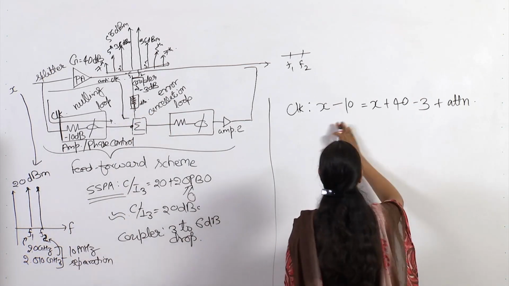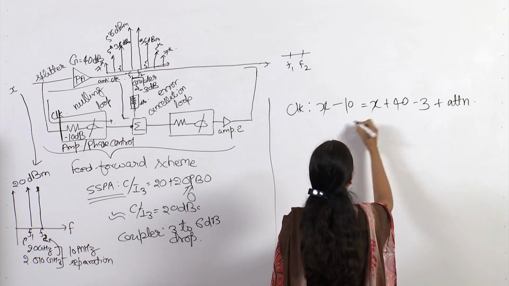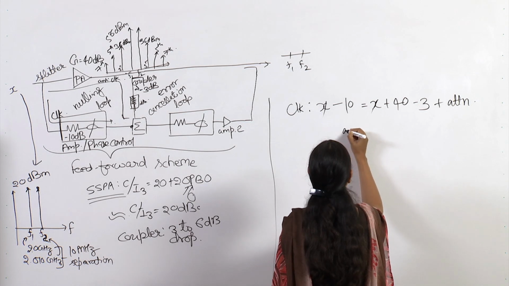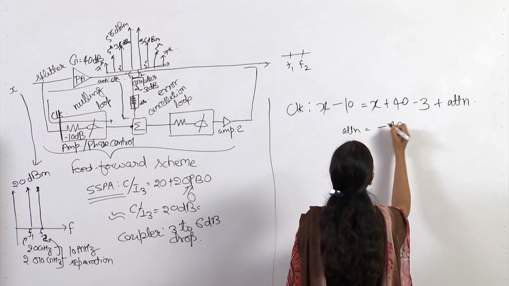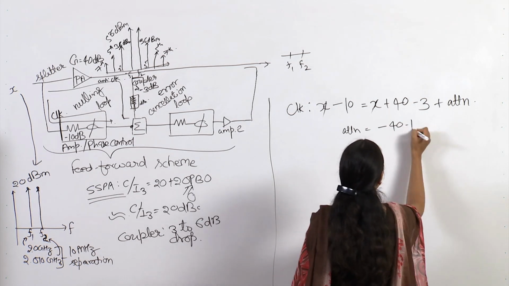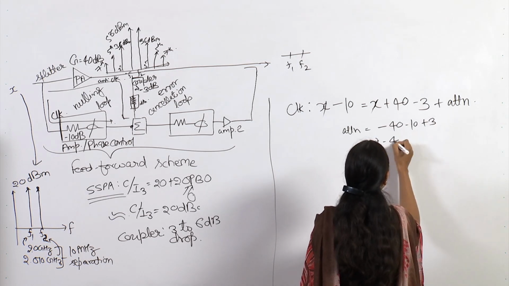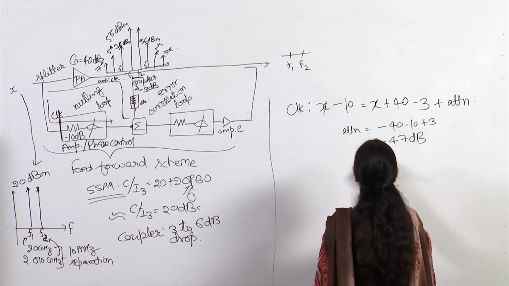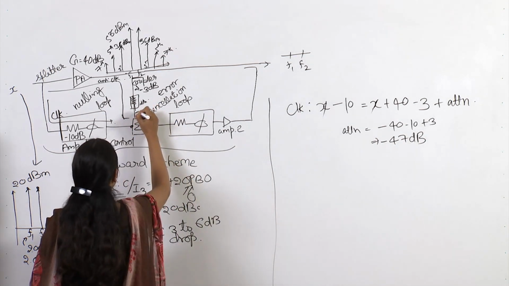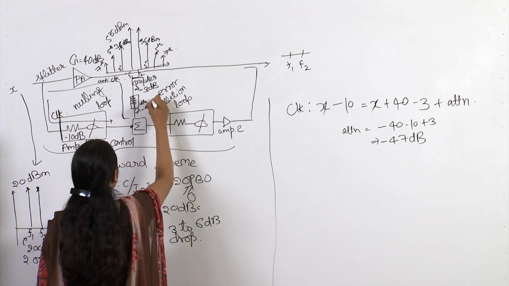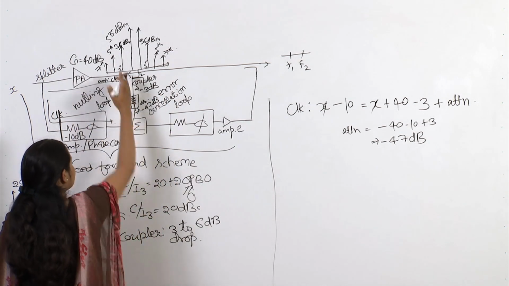Let us compare these two paths and X will cancel out. So, the attenuation will be basically minus 40 minus 10 plus 3. So, minus 50 plus 3, minus 47 dB. The minus sign suggests that it should be attenuation and not gain. So, this value will be minus 47 dB. When we put it like this, the gain of this path and this path is equal.